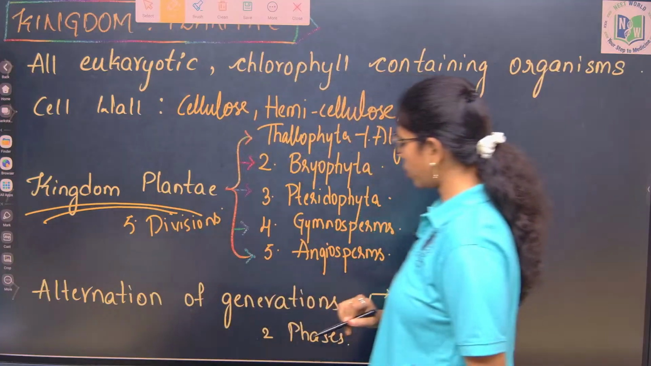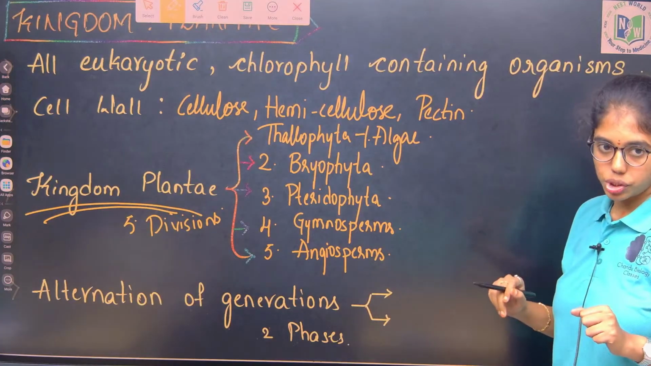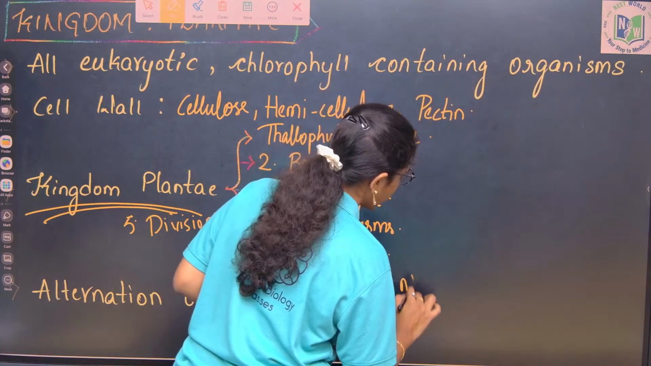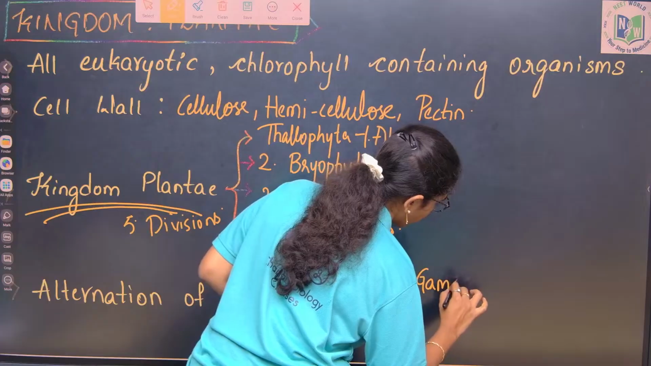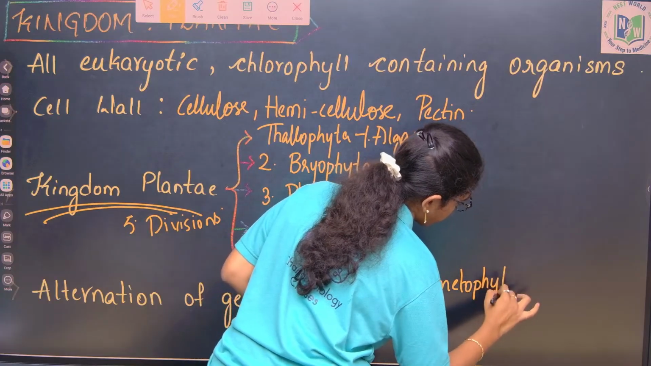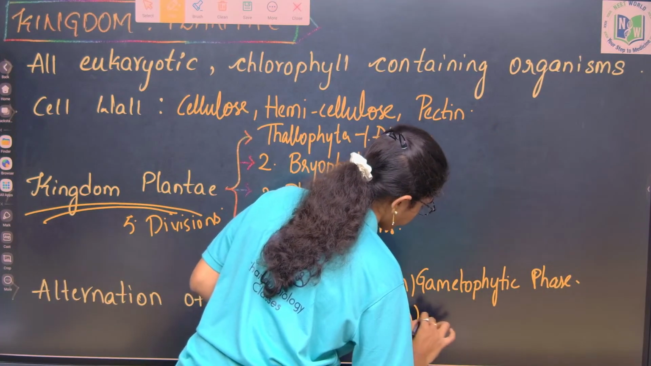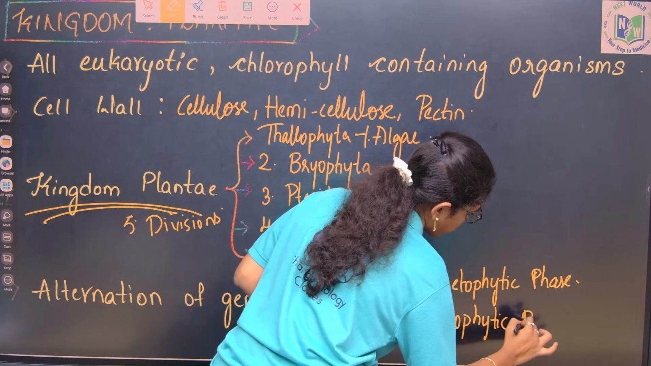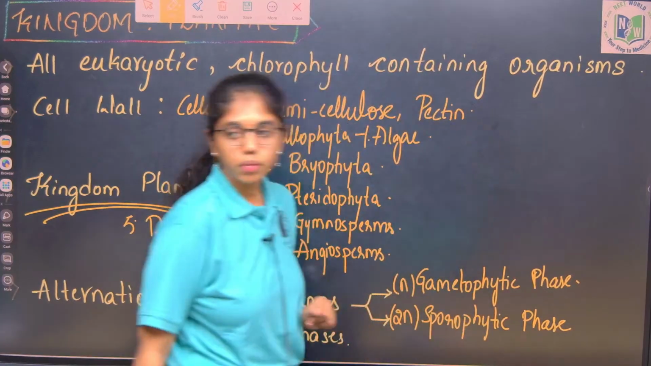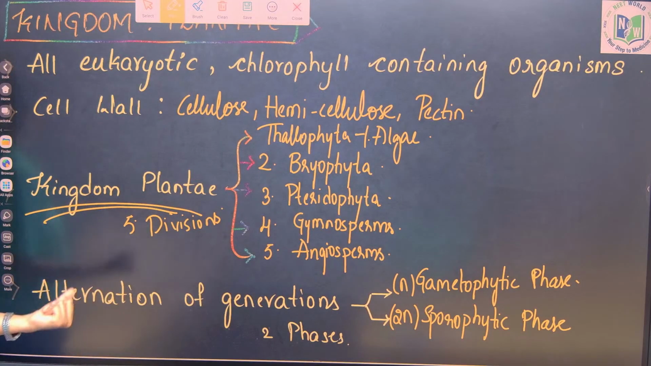In kingdom Plantae, you can observe alternation of generations. You can see the haploid gametophytic phase alternating with the diploid sporophytic phase. Nutrition is autotrophic, that we will discuss in the next slide. Few of them are parasitic also, I will tell you. This is clear, no? Okay.